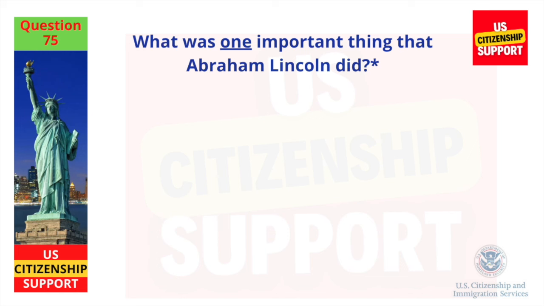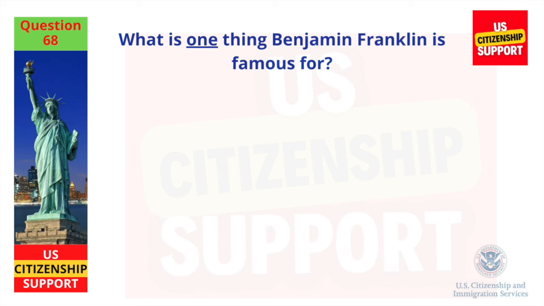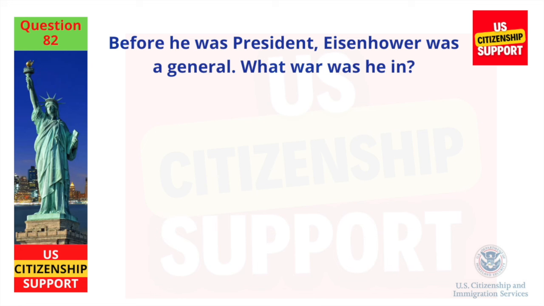What was one important thing that Abraham Lincoln did? Freed the slaves. What is one thing Benjamin Franklin is famous for? U.S. diplomat. What is the name of the Vice President of the United States now? Kamala Harris. Before he was president, Eisenhower was a general. What war was he in? World War II.